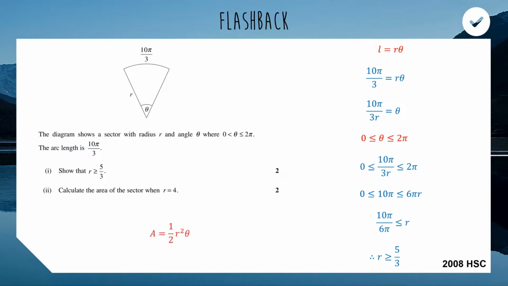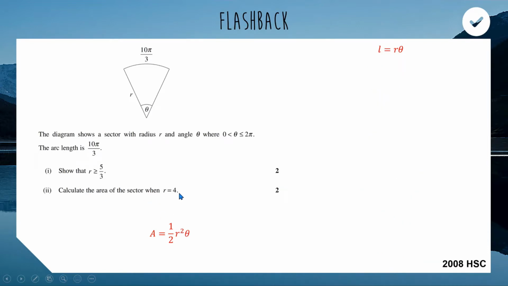Now we can try part 2, which is calculate the area of the sector when r is equal to 4. So this is the area of a sector formula that we've looked at previously in the course. To find the area, we need an r, which the question gave us, and we need a theta. Now the question didn't give us theta, but what we can do is go back to our arc length formula. We know what the arc length is, and we know that now r is equal to 4. So we can use this formula to solve for theta to then answer the question by finding the area.